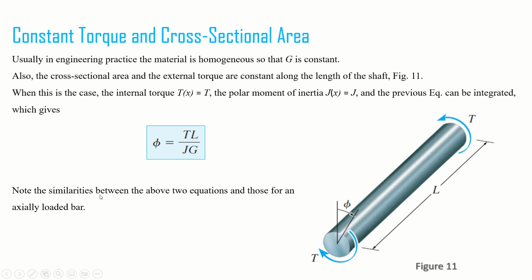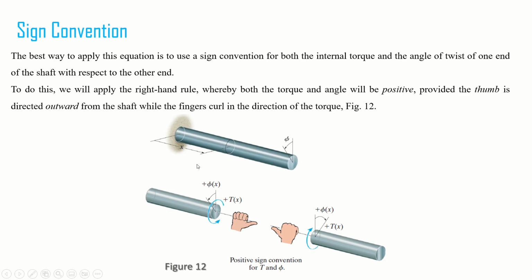Now note the similarities between this equation and the one we derived for the axially loaded bar, where the linear deformation was equal to PL divided by AE. Please note the similarity between both equations. L is the same. Instead of torque, there was an axial load. Instead of the polar moment of inertia, there was the normal area. And instead of the modulus of rigidity, there was the modulus of elasticity, but the purpose was the same. This is an area property, a cross-sectional property, this is a material property, and the same is here. So these are the similarities between them.